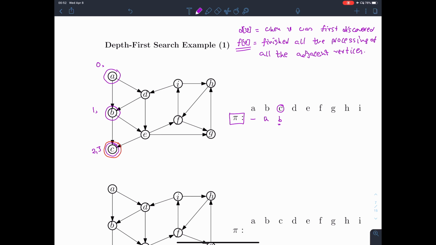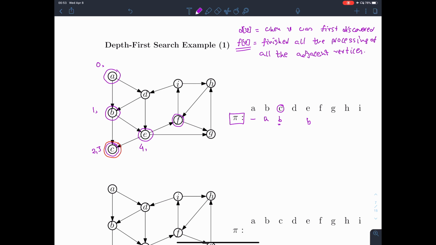Next, we look for all the adjacent vertex of B which is not visited yet. So we see there is another vertex that is not visited, which is E. So we have found E via B. And E is discovered at time 4. Next, there are a couple of adjacent vertex, F and G. So alphabetically, we will go to F.